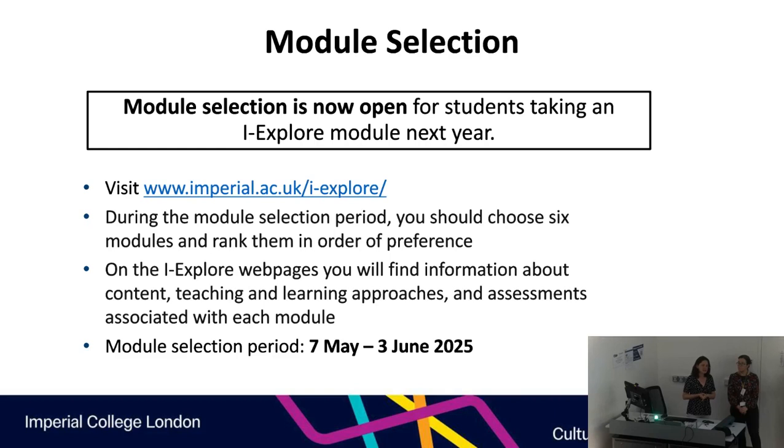Compensating, that is, if you get nearly a 40%, so something like 38%, your home department can use the same compensation rules as they do for your other degree modules. We don't have a say over that because it's your home progression board that decides that.